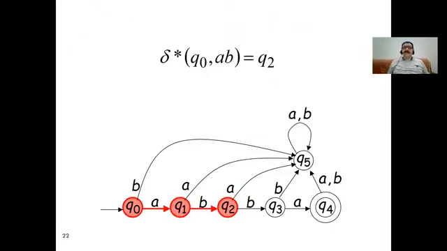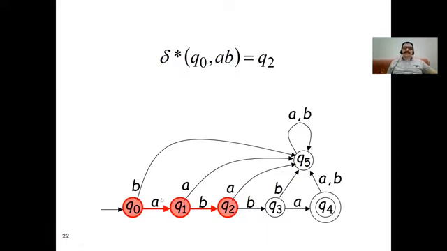For example, in this case, Q0 is the present state and AB is the input. First of all, we will apply A on state Q0, then apply B on the outcome state. And finally, we will reach Q2. So Q2 is the final state or the output state.